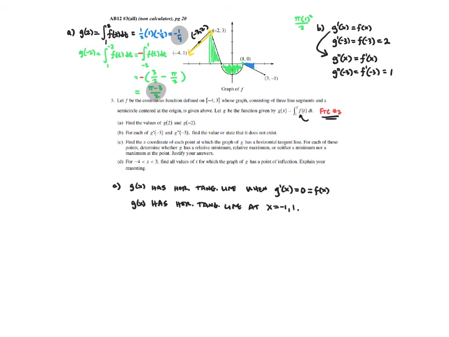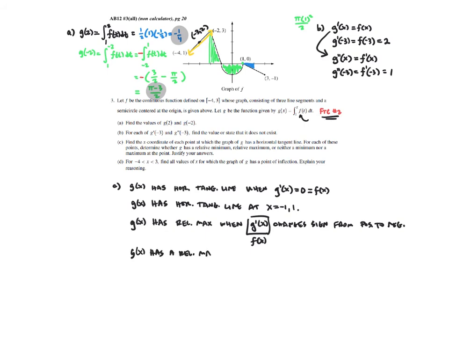Okay, so let's talk about relative min, relative max. G of x has a relative max when G prime changes sign from positive to negative. All right, so let's analyze our two locations. In this case, we're looking for when, not G prime on the graph, but where f of x changes sign from positive to negative. Okay, so f of x, positive, positive, positive, positive, at -1 changes from positive to negative. Therefore, G of x has a relative max at x equals -1.